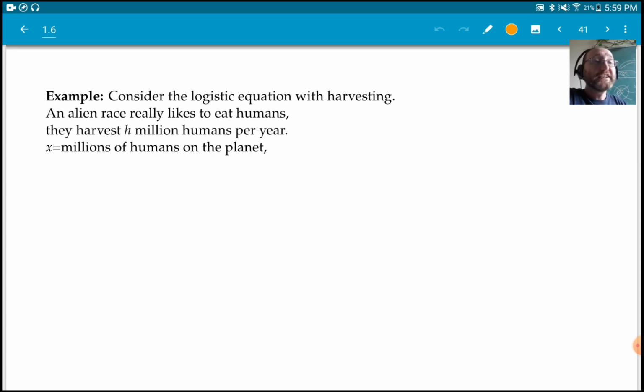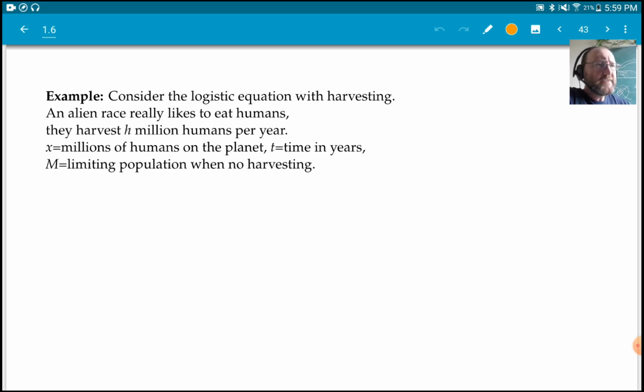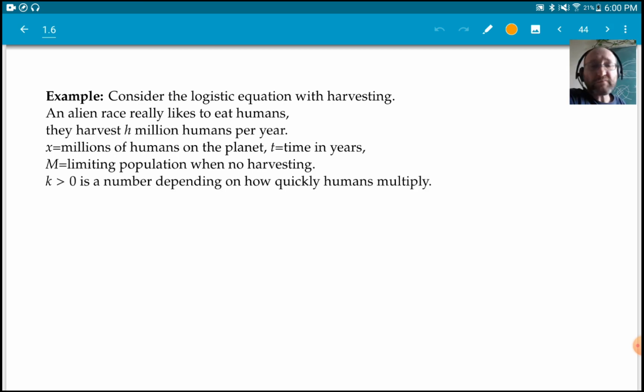So let's suppose that X is now the millions of humans on the planet, and T is time, and we can say in years, right? And M is the limiting population of this planet when there's no harvesting at all. When you just leave everything as it is, that's what the limiting population would be. It would naturally go towards that eventually. And K is, again, just how fast the humans multiply.